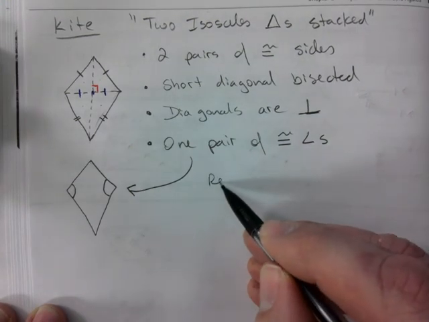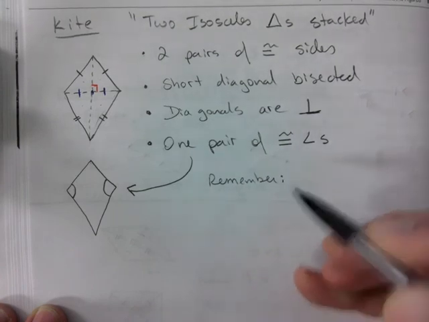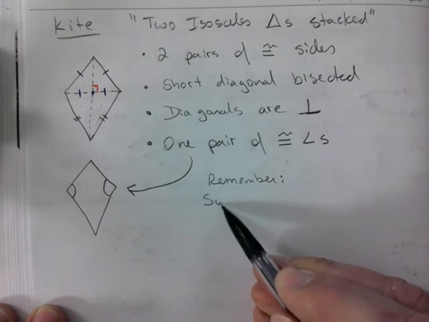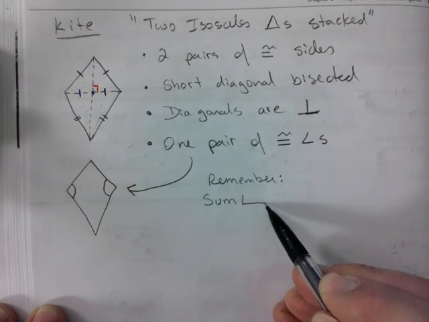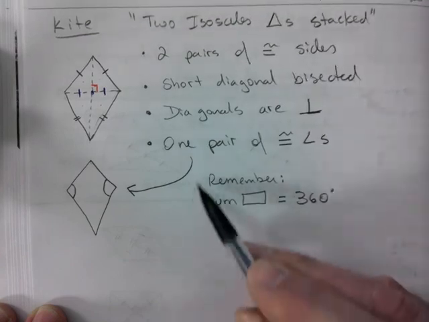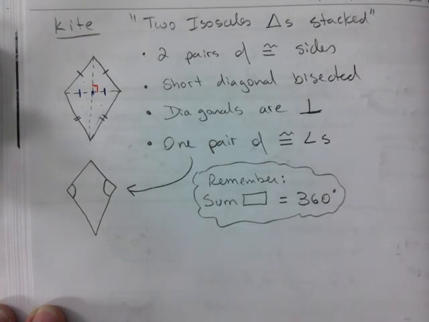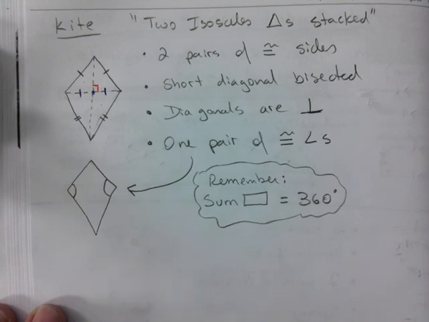And remember, sum of a rectangle is always equal to 360 degrees. The interior angles of any four-sided shape always amount to 360, and that comes in handy quite often. Okay.